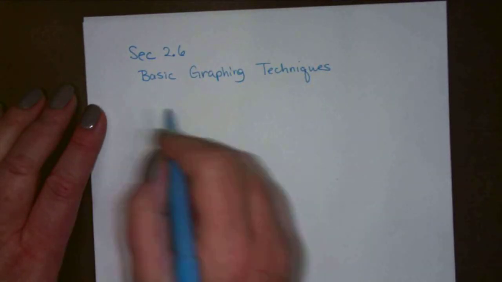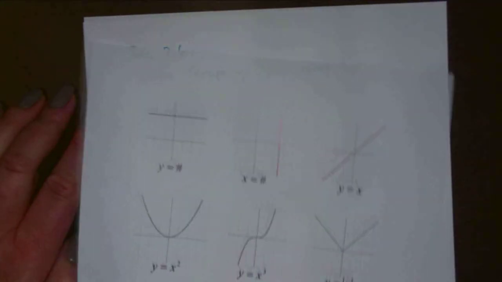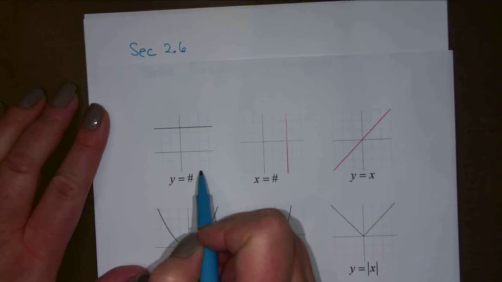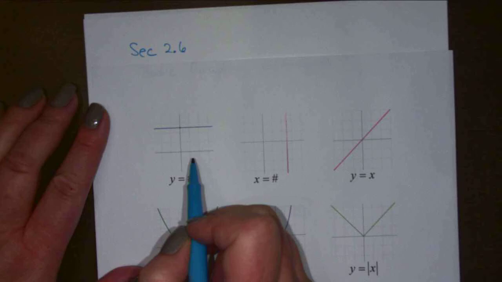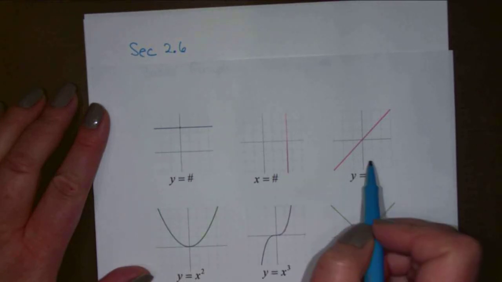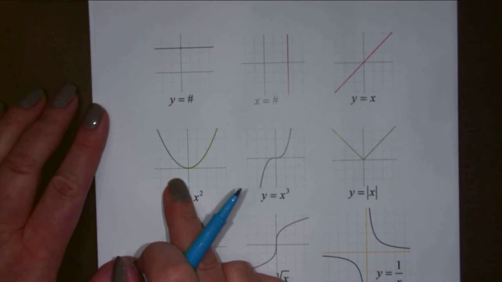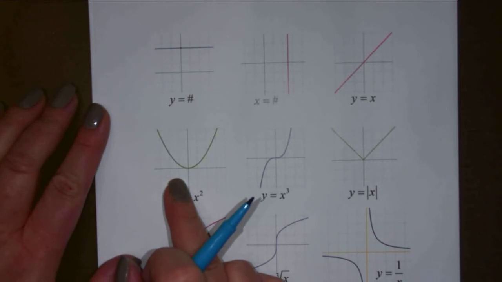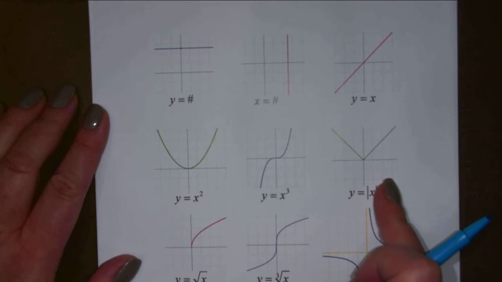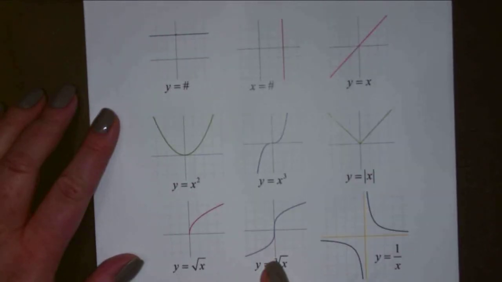So we've done most of these basic graphs already. We've done linear equations. That was section 2.1, 2.2, and 2.3 were linear equations, those top three. Then we did 2 days of quadratics, parabolas, a couple different ways. And then we did a cubic, we did absolute value, and we did the cube root.